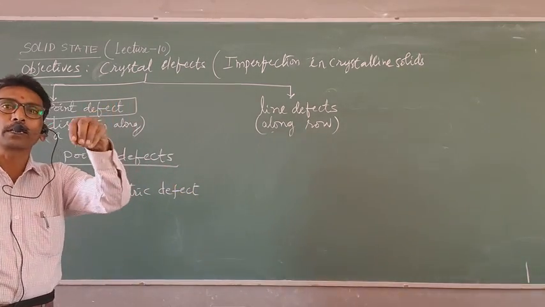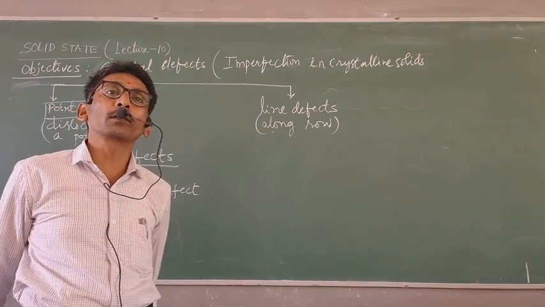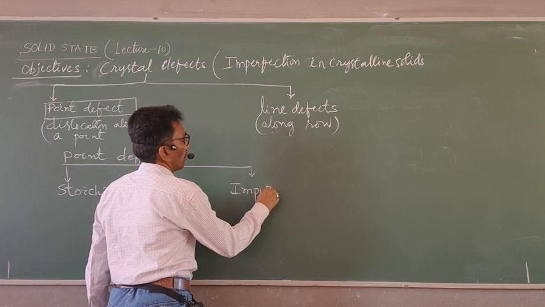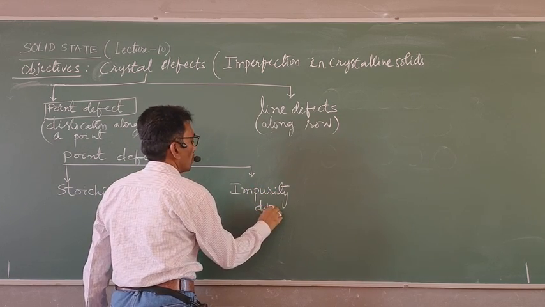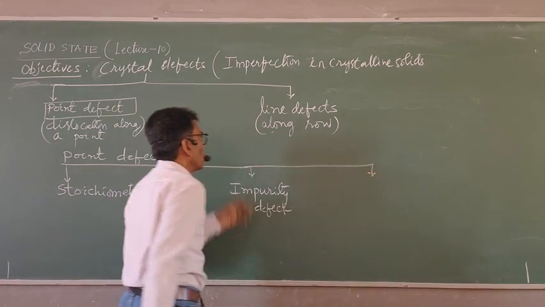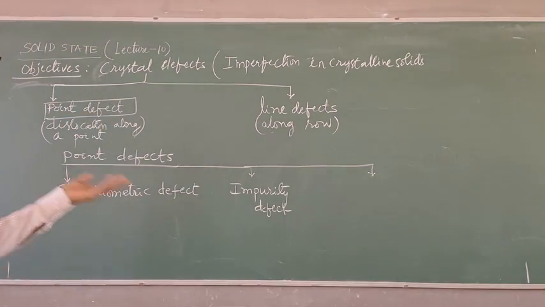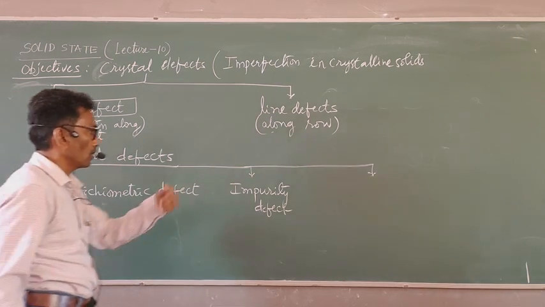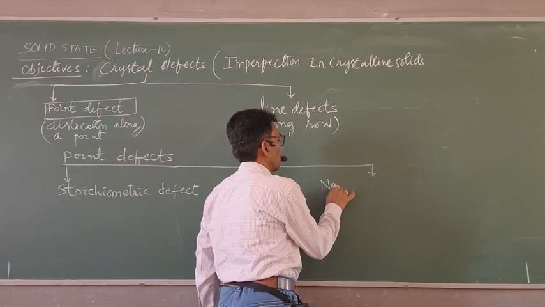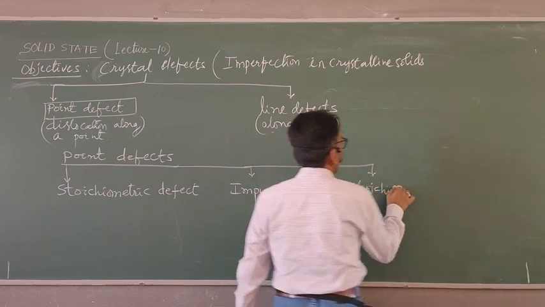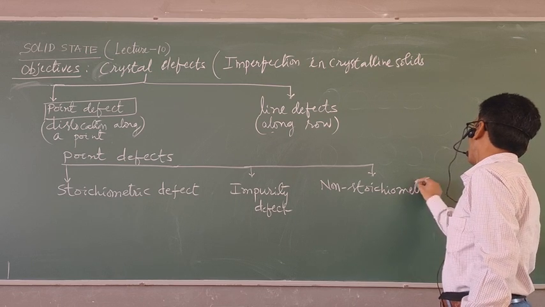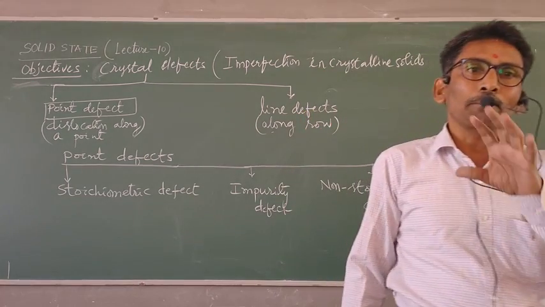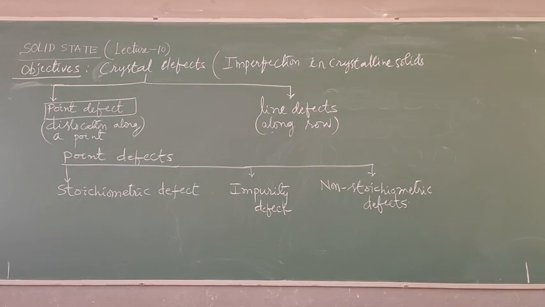If we add a foreign material to this solid, a little bit added, that is known as impurity defect. Due to dislocation of the particles or missing of the particles, the formula of the compound is changed. Here the formula of the compound does not change, stoichiometric. Here the formula is changed, that is known as non-stoichiometric defects. This is a minor idea about defects, even though proper care is taken.